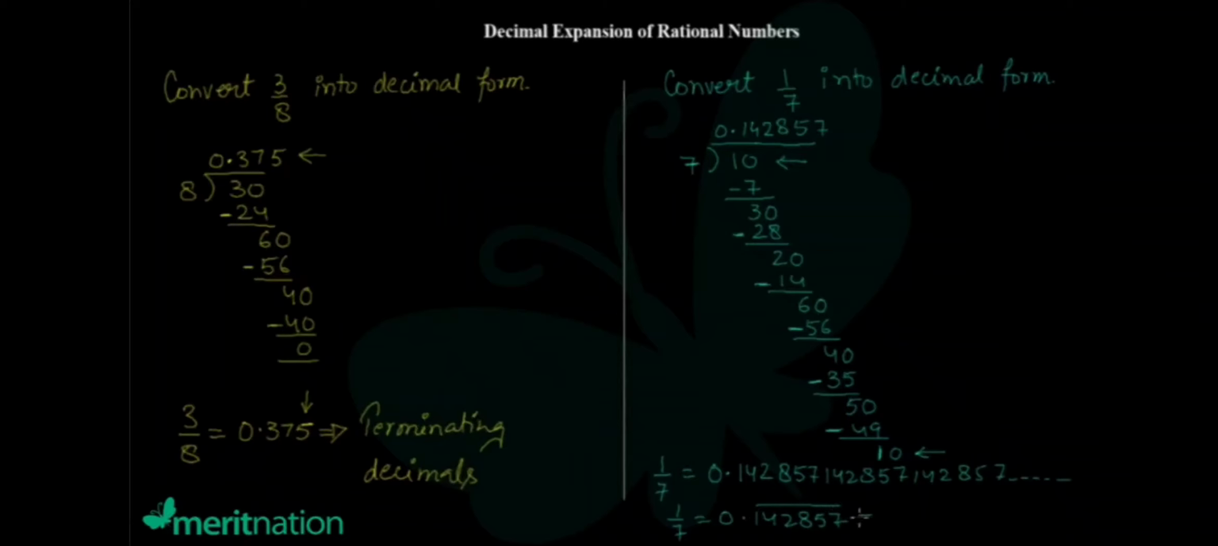We call such numbers non-terminating recurring decimals. Therefore, you can say that a rational number can either be terminating or non-terminating recurring decimals, wherein recurring implies that the numbers go on repeating, they never terminate.